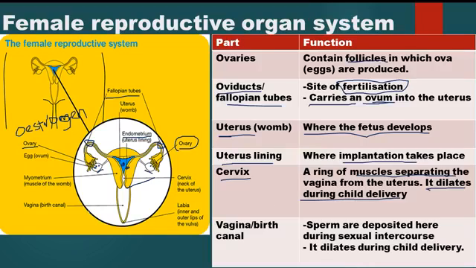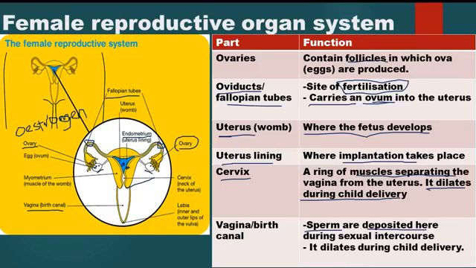Then we have the vagina, which is also called the birth canal. The vagina or the birth canal. So here is where the sperm are deposited during sexual intercourse.